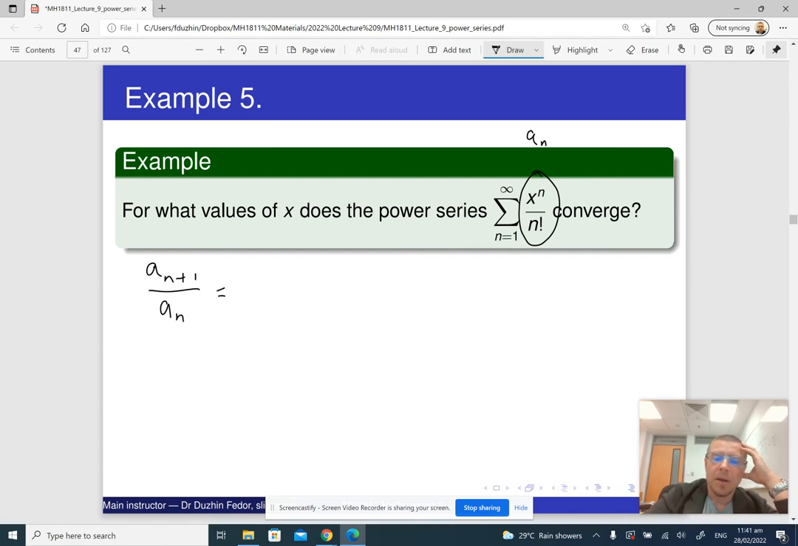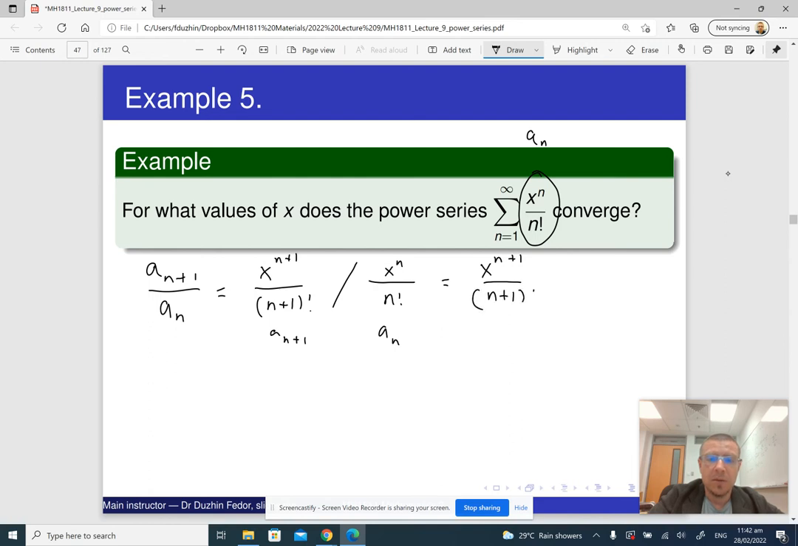Right, and the ratio of a_(n+1) over a_n is going to be x raised to the power n plus 1 divided by n plus 1 factorial, divided by x raised to the n divided by n factorial. All right, so this is the ratio. This is a_(n+1), and this is a_n. Okay, so now this is really x raised to the n plus 1 over n plus 1 factorial times n factorial divided by x raised to the power n.